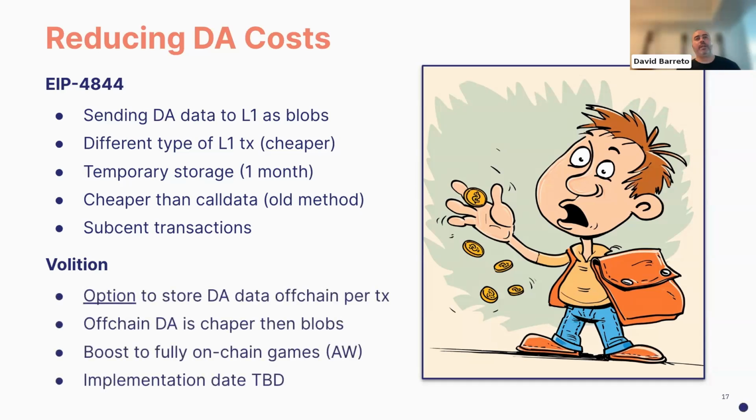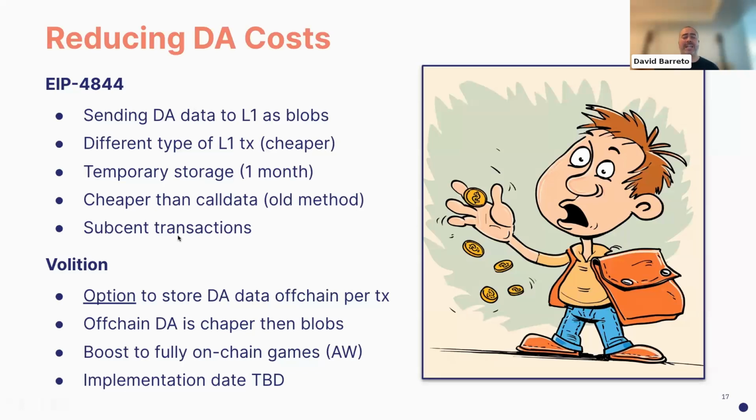Now we are planning to release another upgrade. I don't know by when, it's still TBD. But the idea with Volition is that every time you send a transaction, you will have the option to store the data of your transaction either on-chain or off-chain. And you can decide that per transaction. Think about it like a selector, with two different prices for your transaction to be executed. If you choose to be off-chain, it will be cheaper even than using blobs.